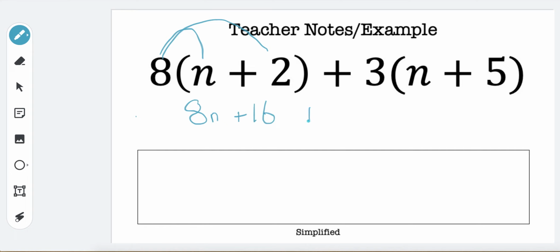And then to that we're going to add 3 groups of n is 3n. And then 3 groups of 5 is 15. All right, so now finally we can combine like terms.